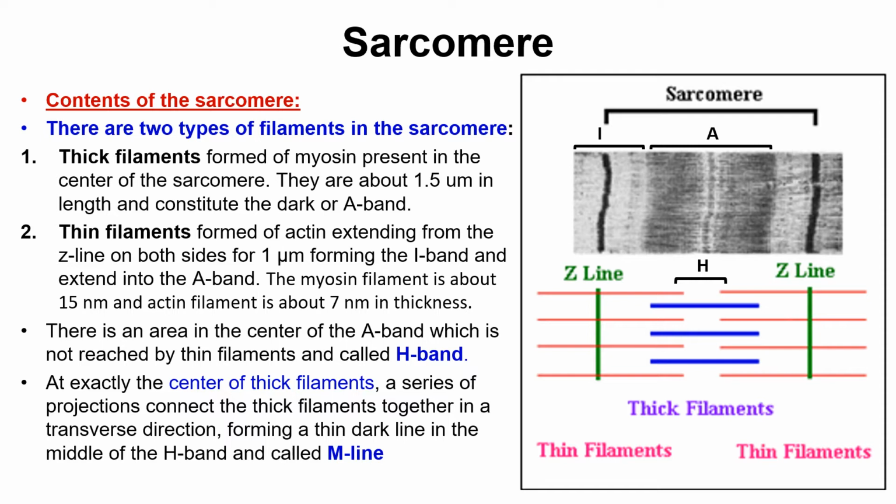The thick filament, which is composed of myosin and present at the center of the sarcomere, contributes to the A band. The thin filament is formed of actin filament, and they form the I band and extend into the A band. This area, labeled by the orange asterisk, represents the area of overlap between the thick and thin filaments.